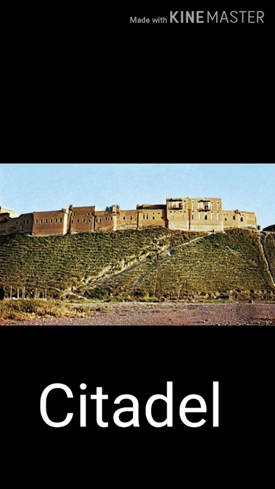The next is the citadel and the lower town. Most Indus cities were divided into two parts. Please underline this. The first is the citadel and the second one is the lower town. You can put a question there: name the two parts in which the Indus cities were divided. The answer will be: the Indus cities were divided into two parts, the citadel and the lower town.